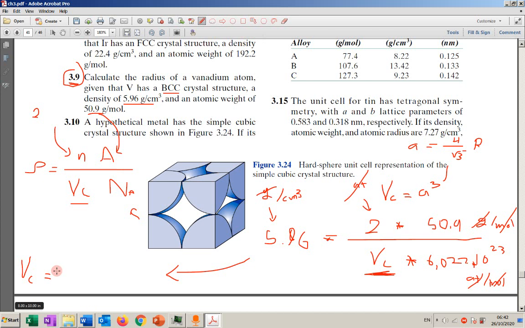It's going to be 2.836. I'll make this one 4. That's enough. 10 to power minus 23, minus 3 centimeter cube.